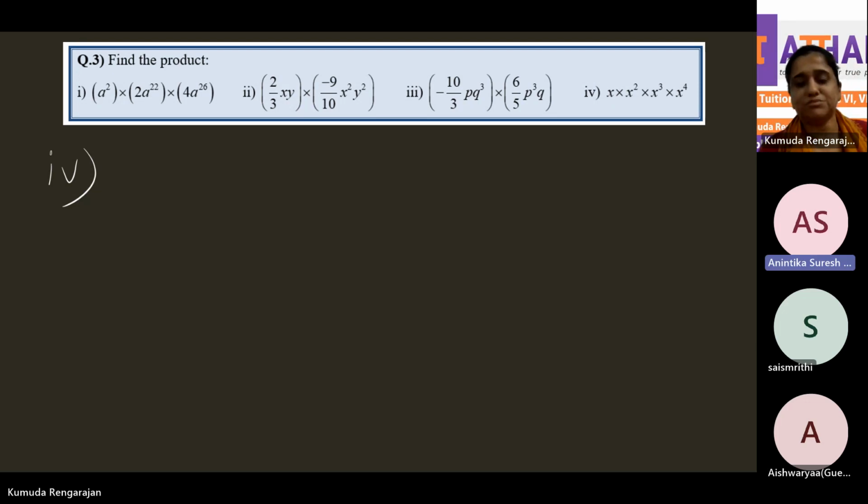X raised to the power 10. Oh, okay, very good.